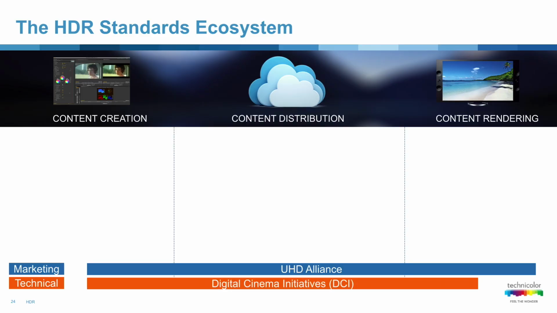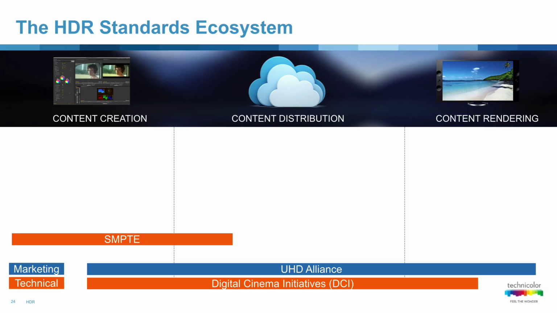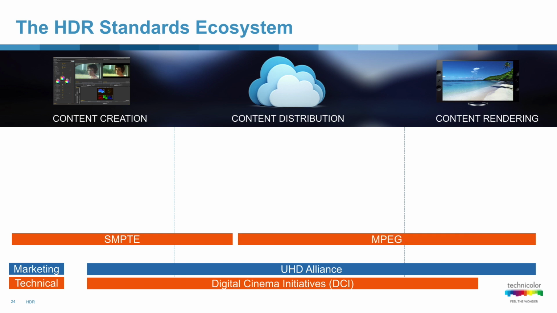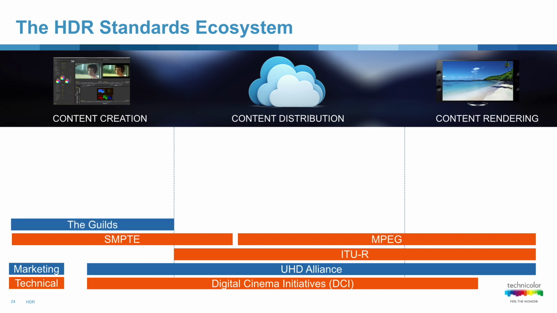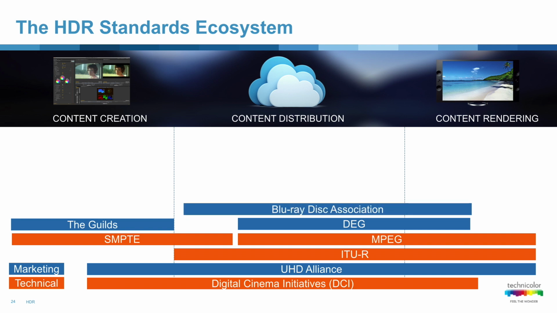You have other things like DCI, Digital Cinema Initiative, which has to focus on what we're going to do for digital cinema. You have other bodies, I'm not going to go through each one, but just to give you an idea of what this landscape looks like, you have many, many different bodies that are all working on standard dynamic range. And each of these bodies started on their own, which means they were all going in potentially different directions.